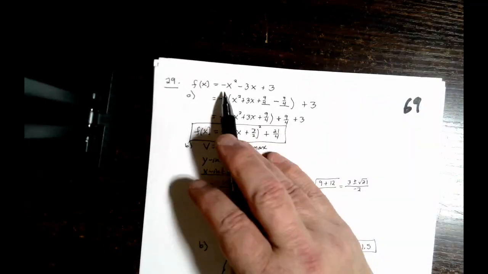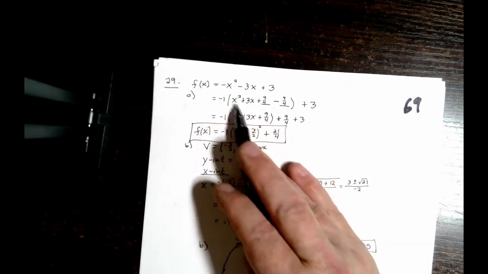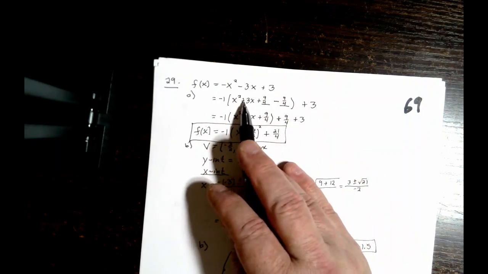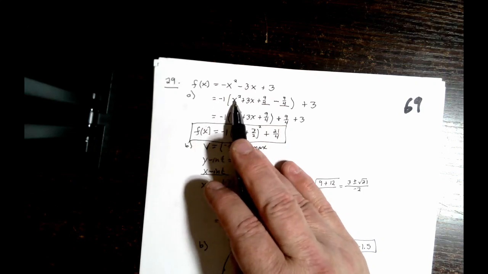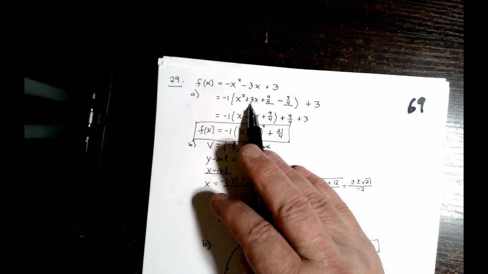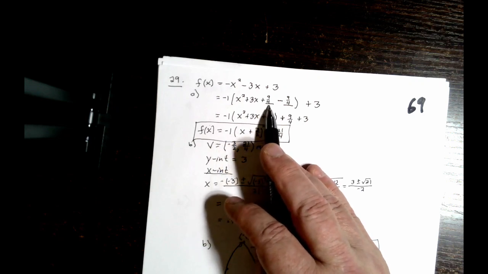29, again, a is not 1, it's negative 1. So factor a negative 1 out of the first two terms and leave this 3 outside. Okay, so you factor out a negative 1 out of that, you get x squared plus 3x. So now you take this guy and divide it by 2 and square it. So 3 over 2 squared is 3 over 2 times 3 over 2, or 9 over 4.